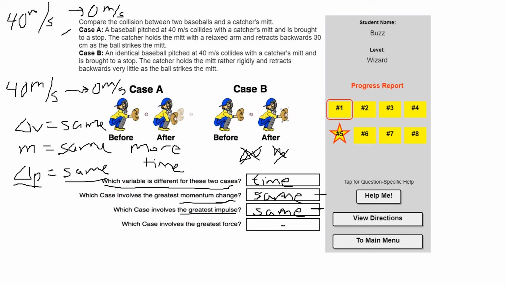Now I said force and time were inversely proportional, meaning the one with less time is going to have more force. Which one has less time? That's it.